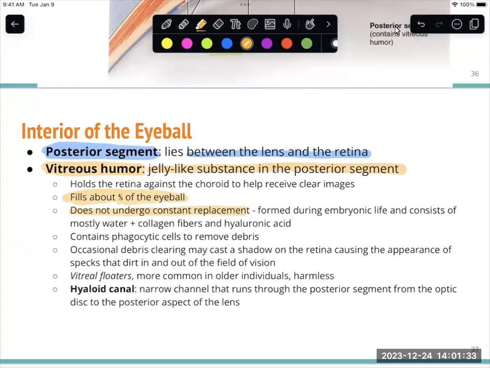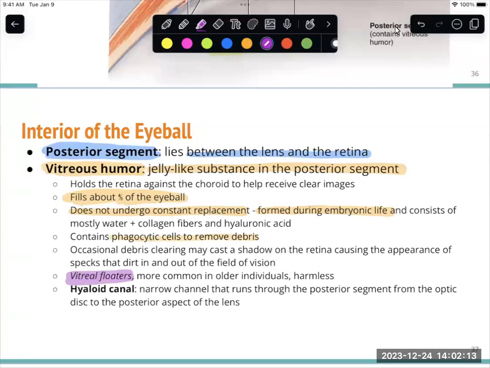The vitreous humor, this is another test question, in the back portion of the eye can also be called the vitreous chamber. It's formed in embryologic life and it stays there your entire life. There are phagocytic cells in there because it helps to remove debris. Once in a while, some of this debris can cast a shadow on the retina, and you can actually see it. Those are known as vitreal floaters.